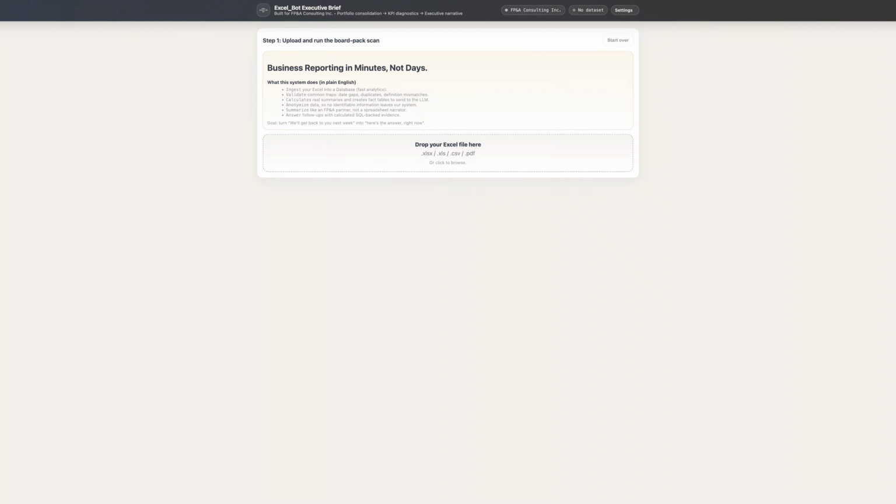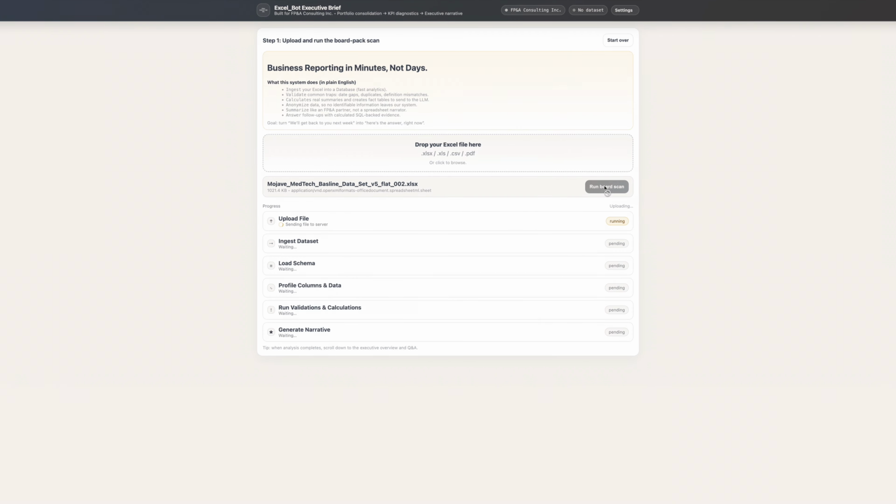We'll take a data set, add it into the system, and get it to scan. What it's now doing is uploading, ingesting data, looking at the schema, profiling the columns, tabs, any data in there, trying to figure out what's what, what's dates, what's revenue, what's products, what's important to the business.